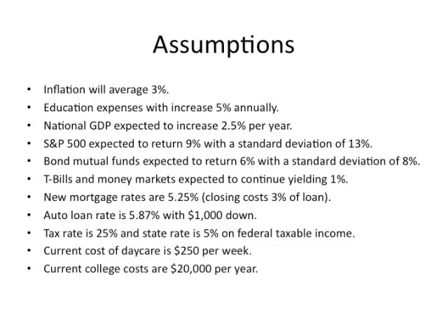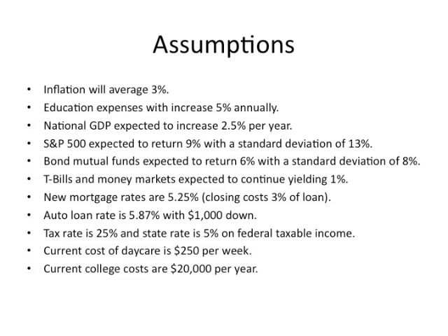Now, a very important part of financial planning is the assumptions that we're operating under when we make our plans. These are a list of the assumptions that I have made in preparing my recommendations today. We're looking at an inflation rate that's going to average 3%. Education expenses are expected to increase 5% annually. The national GDP is expected to increase at 2.5% a year. The S&P 500 going up about 9% a year, with bond mutual funds going up about 6% a year. T-bills and money markets expected to continue to yield 1%.